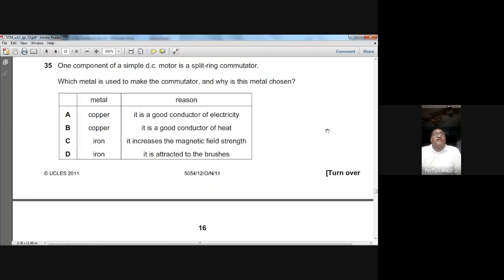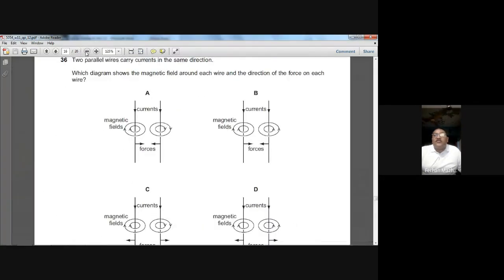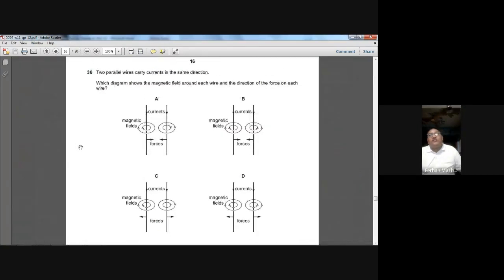One component of a simple DC motor is a split ring commutator. Which metal is used to make the commutator and why is this metal chosen? For the split ring commutator we use copper, because it's a very good conductor of electricity. So for question number 35, A is the option. Okay, let me reduce the size so you can see the whole question.